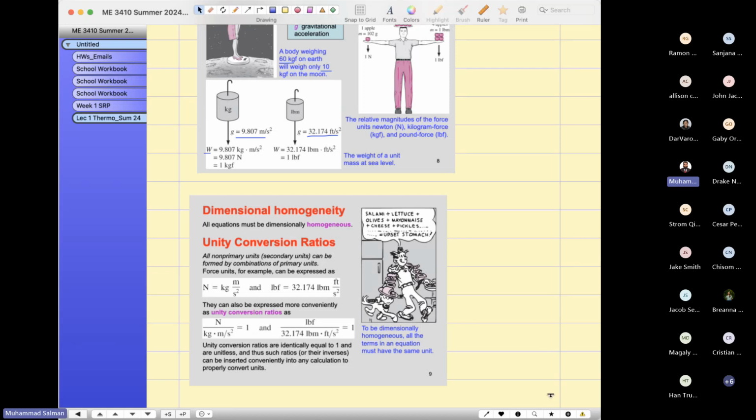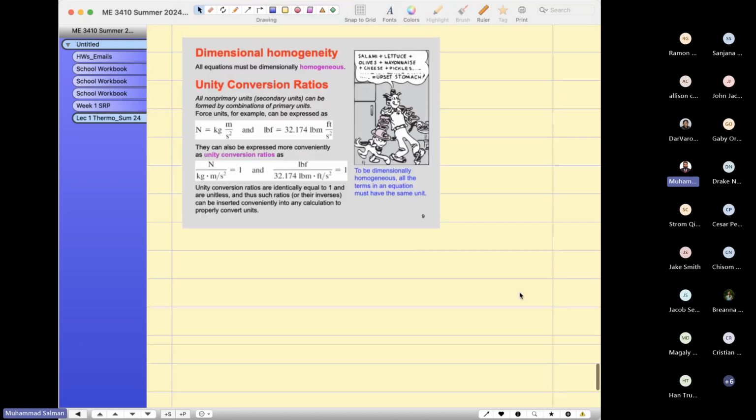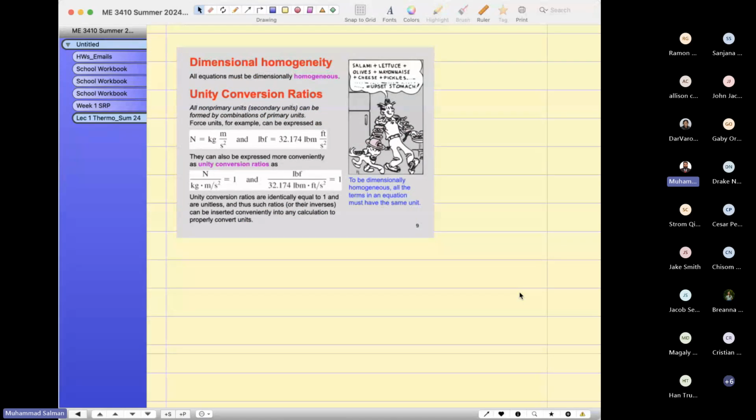So dimensional homogeneity means unit consistency. It's not difficult. 1 Newton equals 1 kilogram meter per second squared. And on the other hand, in the English system, 1 pound force equals 32 pound mass feet per second squared.